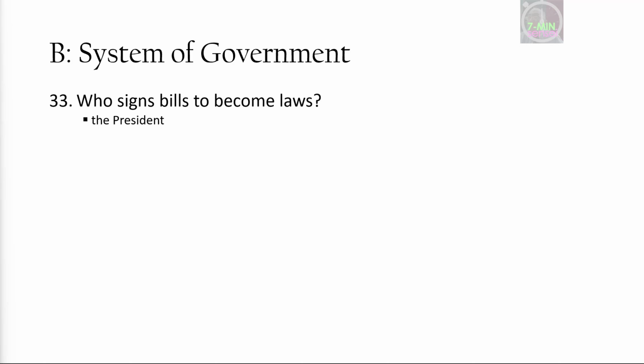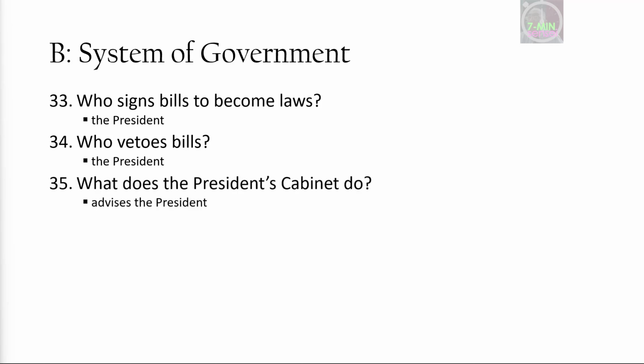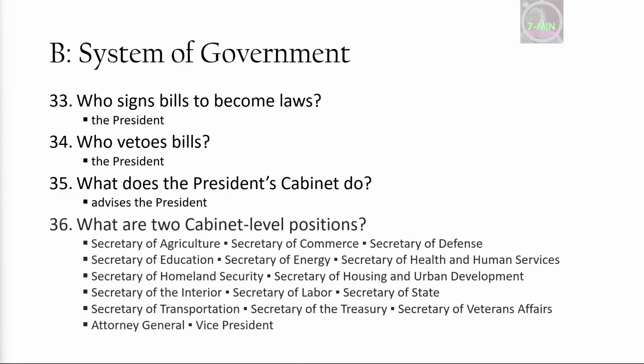What are 2 cabinet-level positions? Secretary of Agriculture, Secretary of Commerce, Secretary of Defense, Secretary of Education, Secretary of Energy, Secretary of Health and Human Services, Secretary of Homeland Security, Secretary of Housing and Urban Development, Secretary of the Interior, Secretary of Labor, Secretary of State, Secretary of Transportation, Secretary of the Treasury, Secretary of Veterans Affairs, Attorney General, Vice President.